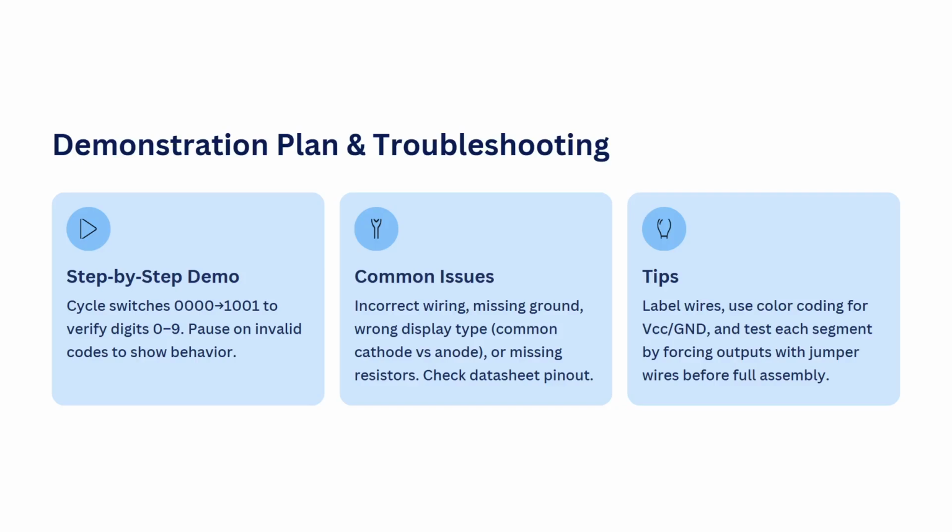Now I will talk about the demonstration plan and troubleshooting. First, step-by-step demo. Here, cycle the switches from 0000 to 1001 to verify digits from 0 to 9. Pause on invalid codes to show behavior. Second, common issues. Incorrect wiring, missing ground, wrong display type, or missing resistor, etc. are checked in a datasheet pinout. Third, the tips. Label wires, use color coding for VCC and ground, and test each segment by forcing output with jumper wires before fully assembling.